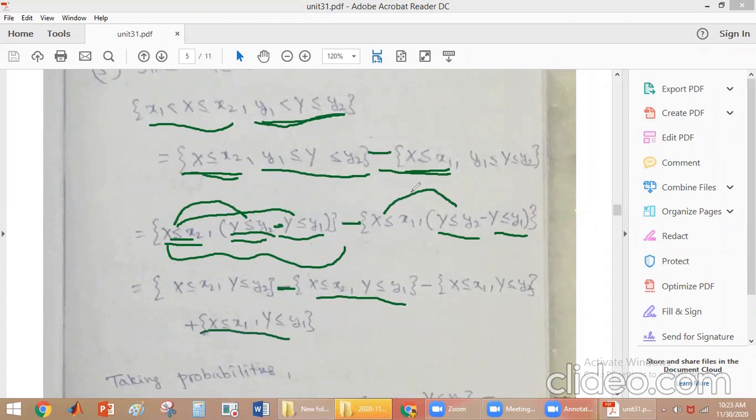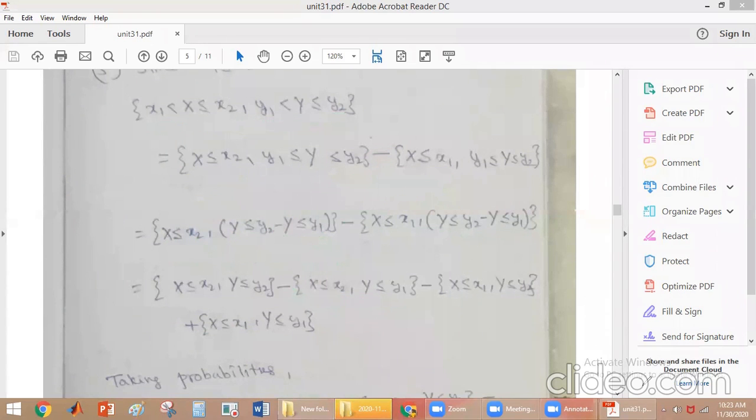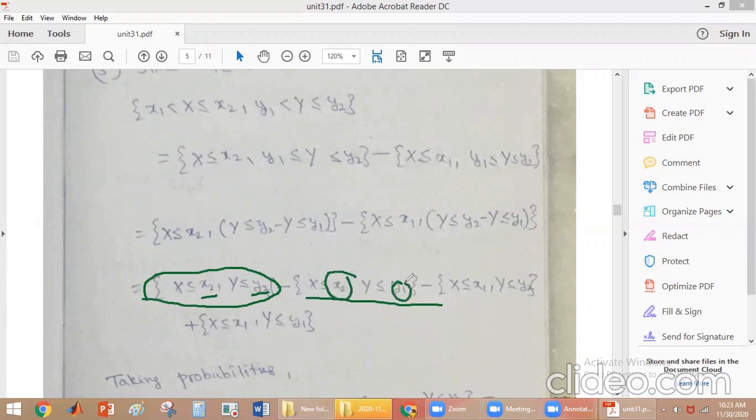So now just now we have discussed that. What is the first relation? The first relation is nothing but the joint probability distribution function at x2, y2. The second relation is the joint probability distribution function at x2 and y1. The third relation is the joint probability distribution function at x1 and y2. And similarly, the fourth one is the joint probability distribution function at x1 and y1.